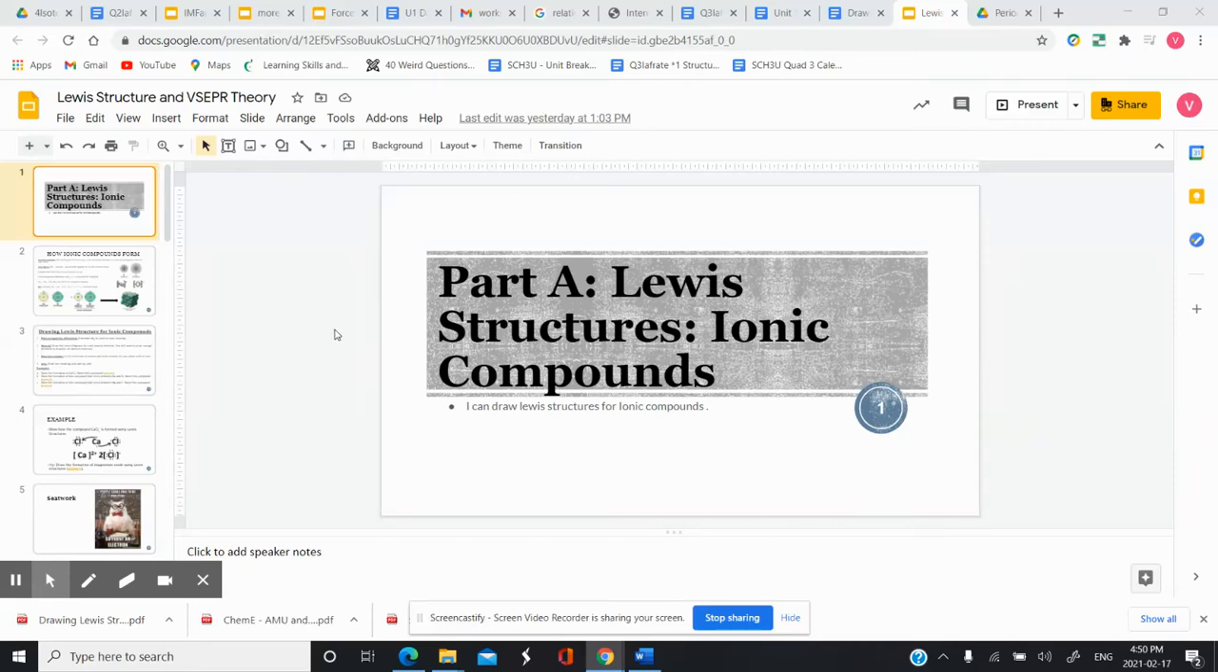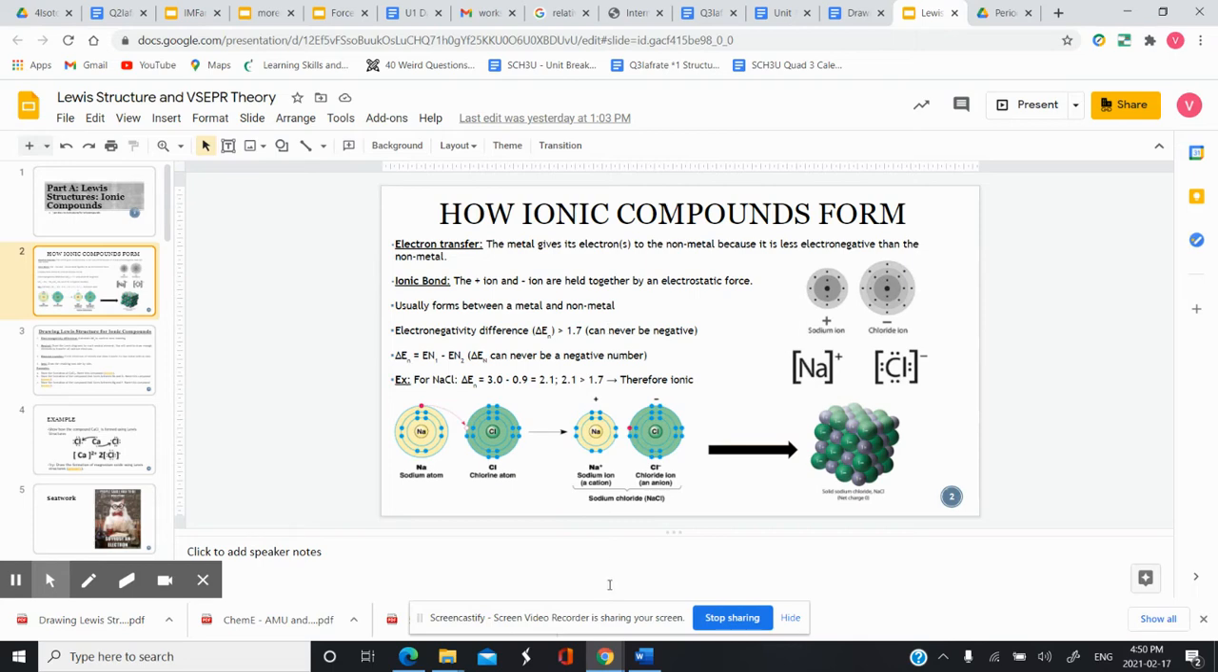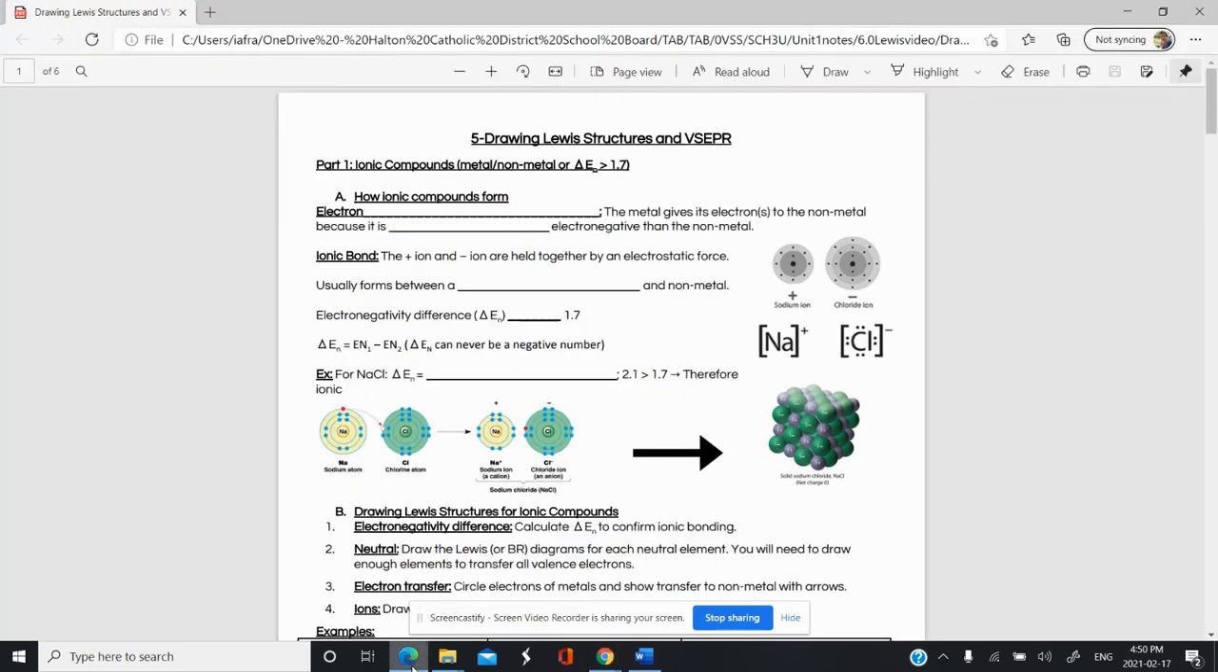In this video, we're going to learn how to draw Lewis dot structures for ionic compounds. One key thing to remember about ionic compounds is that they form by electron transfer. What we usually see is that the metal is going to give electrons to the non-metal because the metal is less electronegative than the non-metal, meaning that the metal doesn't attract electrons as much as the non-metal does.